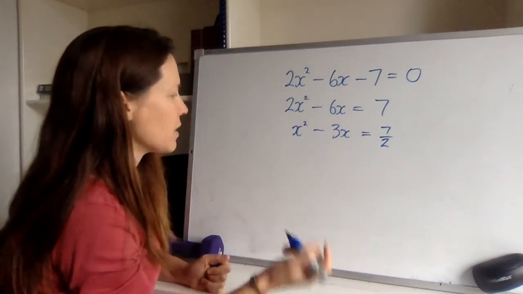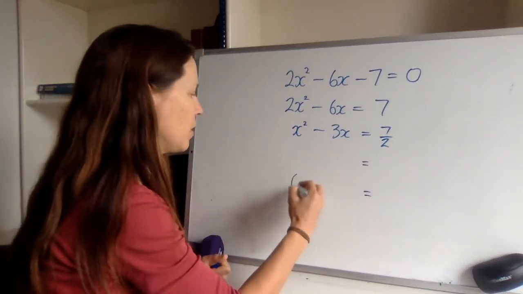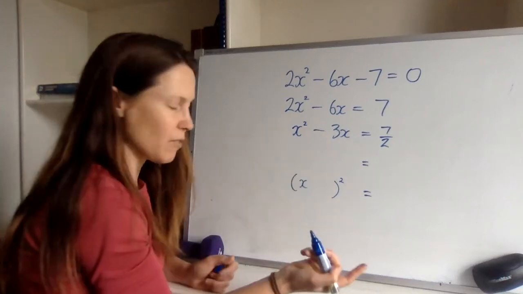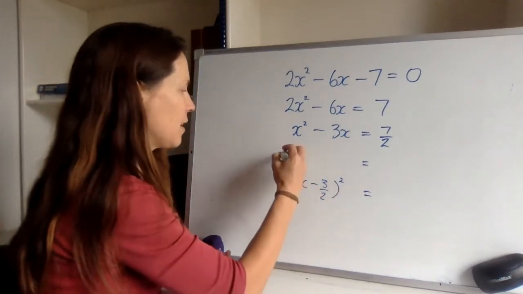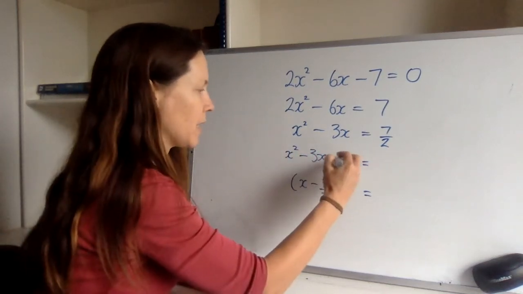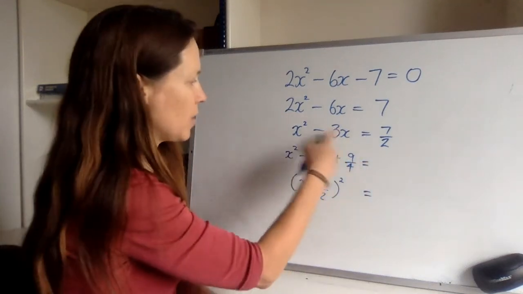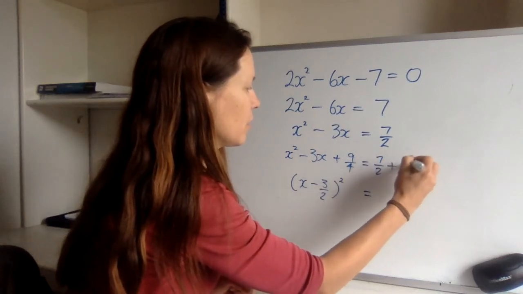All right, now I can deal with this and leave a line. Let's go down to the next line. We're looking for something that looks something like this. I know I need to halve my -3. And then when I expand that back out, I'm going to get my x squared minus 3x well enough, but I'm also going to get that positive 9 quarters, whether I want it or not. So here, if I've added 9 quarters to the left side, I need to add 9 quarters to the right.